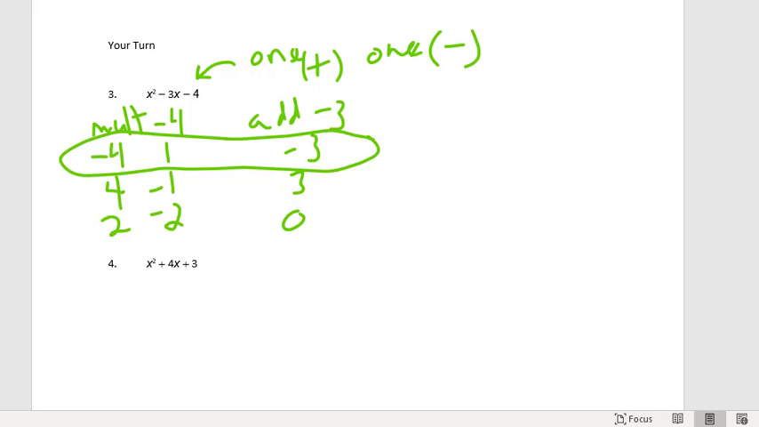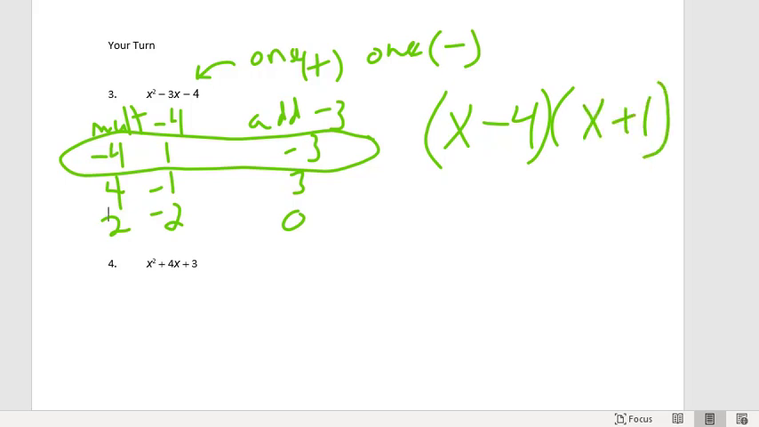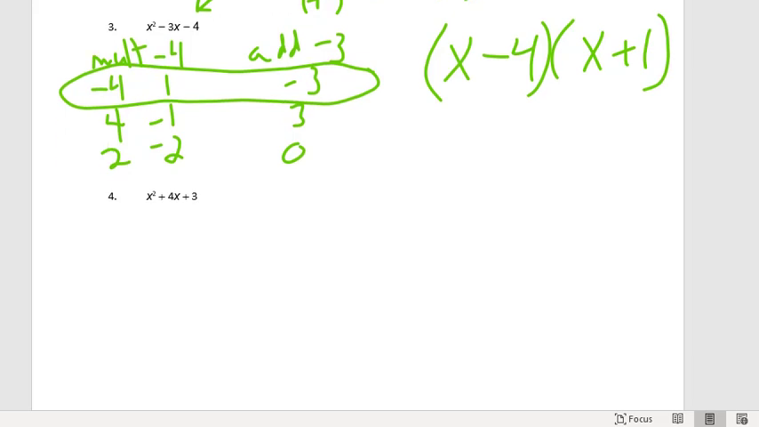Now we write it as our final answer. So x minus 4 times x plus 1. Okay, try the second one, and then I'll go over it in just a second.